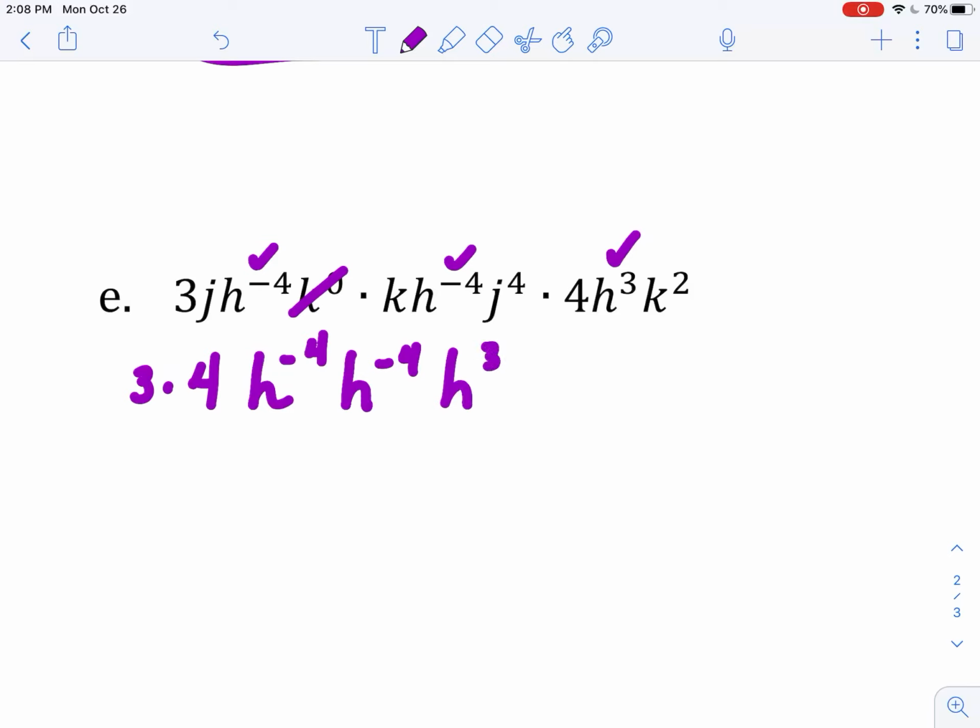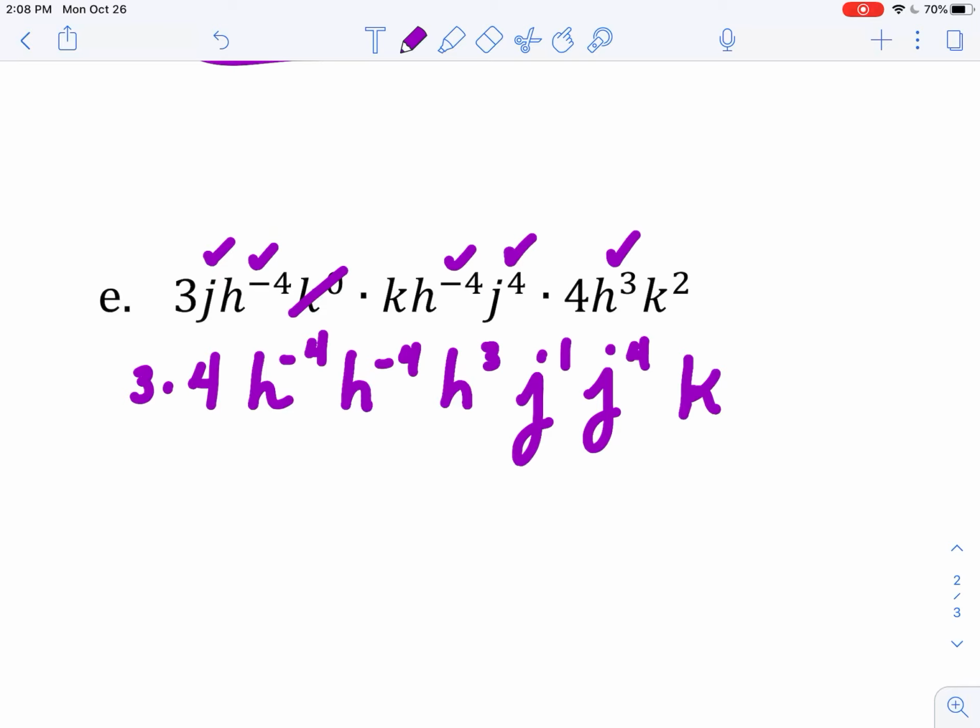All right, let's go to the J's next. So I have a J with no exponent on it, so we're going to call that J to the first power. I have another J here to the fourth power, so I have J to the fourth power, and I'm done. And then finally, I have some K's.